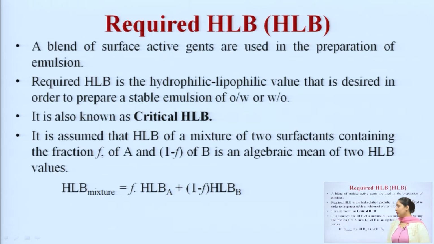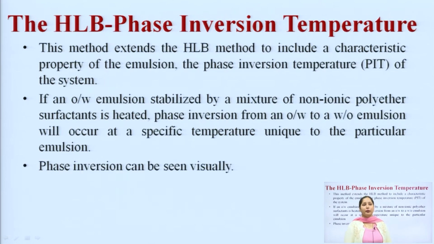That is what we do, we take the HLB value of the mixture. That is, if we are going to take two surfactants, then what will we do? We will take the fraction F of A and 1 minus F fraction of B. Then the summation of the two will give you the required HLB value for the mixture. Then another technique here is the HLB phase inversion temperature.